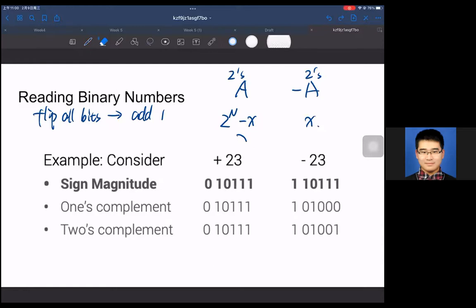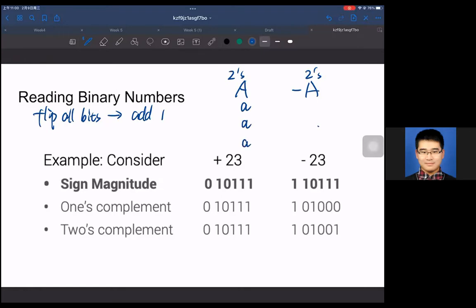Let's take an example, okay? So what if A is positive? Then let's write sign magnitude as A. A being a positive number, its one's complement and two's complement are always going to be A.